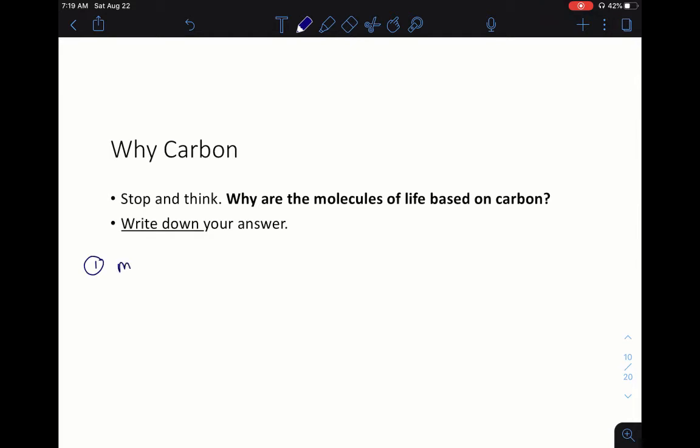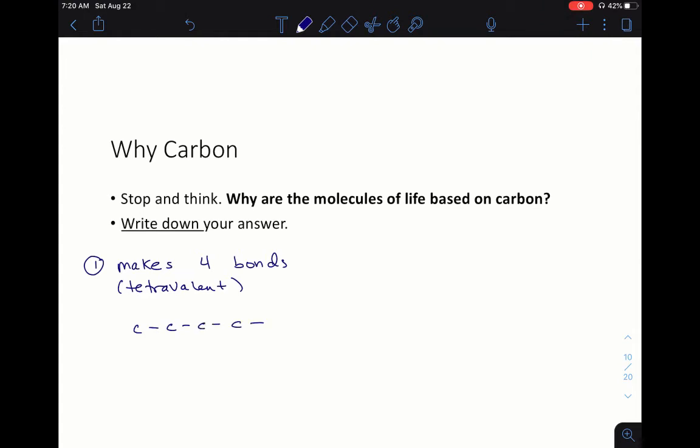Let's discuss together now. So the first aspect of carbon that makes it so suitable to form the rich diversity of the compounds that make up living organisms is that it can make 4 bonds. What's the fancy word for makes 4 bonds? Yes, it's tetravalent.